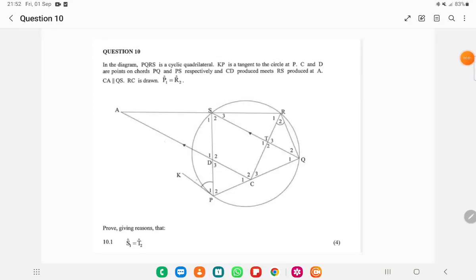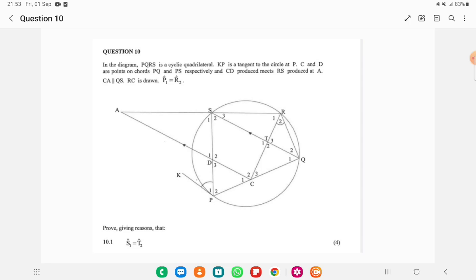Question 10. In the diagram, PQRS is a cyclic quad. KP is a tangent to the circle at P. C and D are points on the chord PQ and PS respectively, and CD produced meets RS produced at A. CA is parallel to QS. RC is drawn, and angle P1 is equal to angle R2.